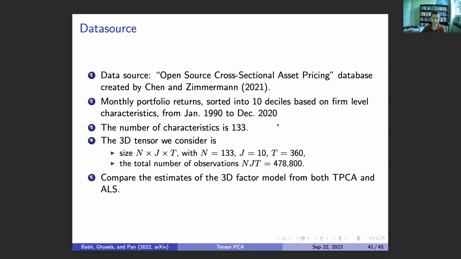These are monthly returns sorted, and we look at portfolios sorted into 10 deciles based on different characteristics. And in this factor zoo, we have 133 of such characteristics. So we end up working with a three-dimensional tensor that has 133 characteristics, J deciles, and 360 time periods corresponding to monthly returns. So this gives us roughly over 500,000 observations in this tensor.